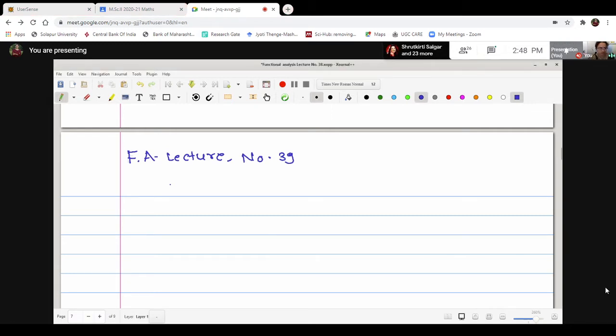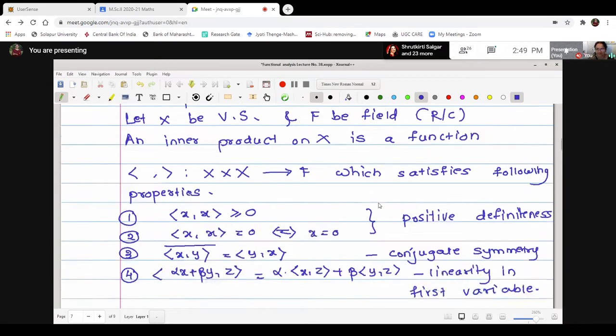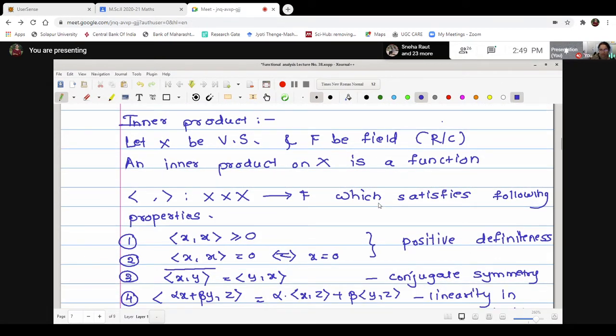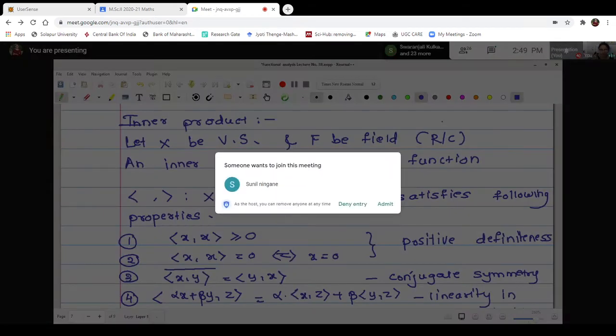Now let us just recall the points we studied in the last lecture. This is the definition of an inner product. Inner product is defined on a vector space X, with F being any field. Then inner product is a function defined on X cross X to a field F which satisfies the following properties.